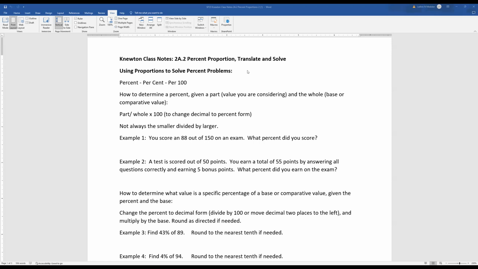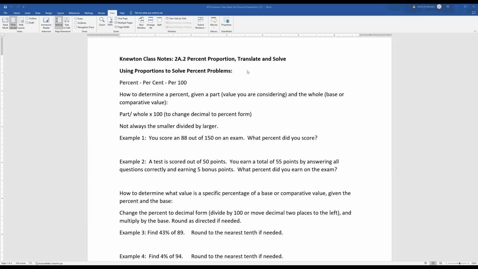How to determine a percent given a part, a value you're considering, and the whole, which is our base or comparative value. We use the part divided by the whole times 100 to change from a decimal. So part divided by whole will give you the decimal form. Then we learned that multiplying, or moving the decimal 2 places to the right, changes the decimal to a percent. It is not always that we divide the smaller by the larger. It depends on which one's the part and which one's the whole.